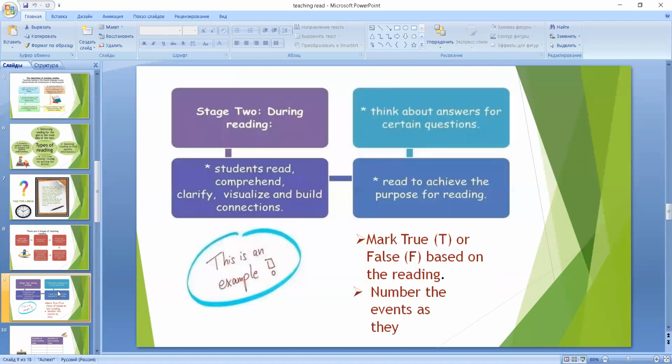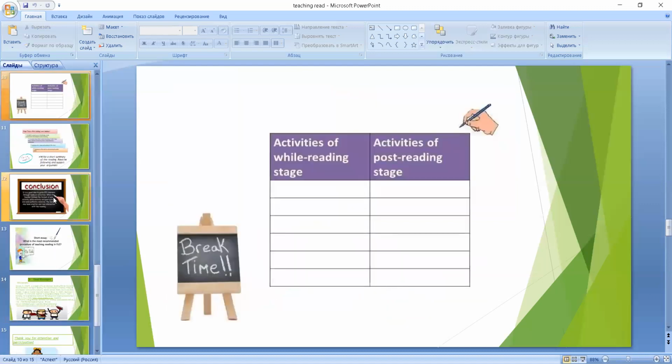Also, stage two is during the reading. For example, we think about answers to certain questions. Students read, comprehend, clarify, visualize, build connections, and achieve the purpose for reading. This is an example: mark true or false based on the reading, or number the events as they happen. For example, we can give one more sentence. Is it true or false? And they will answer true or false. It's one of the games in grammar.